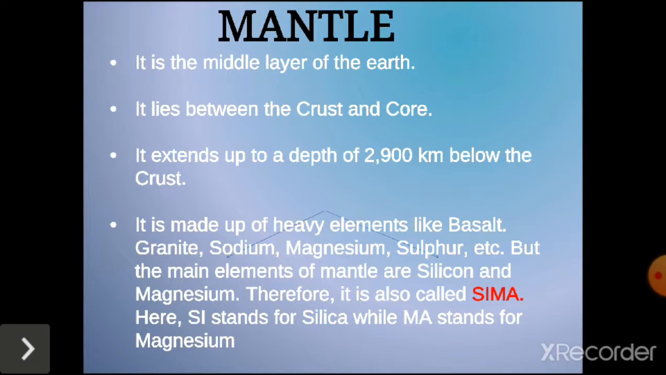It is made up of heavy elements like basalt, granite, sodium, magnesium, sulfur, etc. But the main elements of the mantle are silicon and magnesium. Therefore, it is also called Sima. Here, Si stands for silica while Ma stands for magnesium.